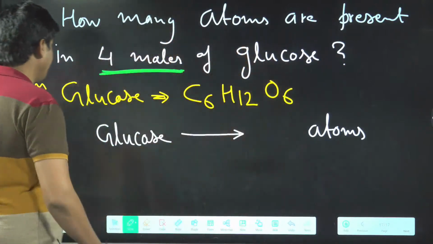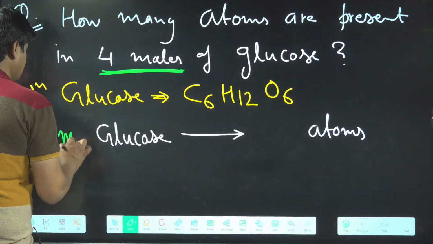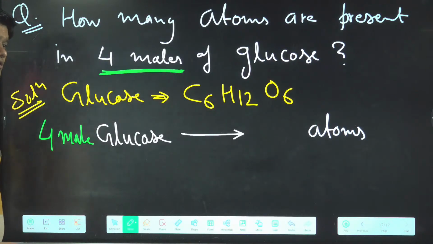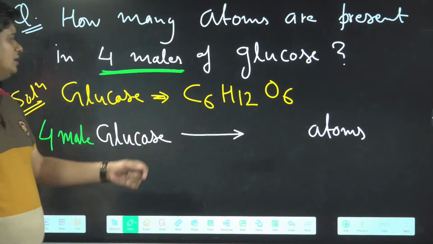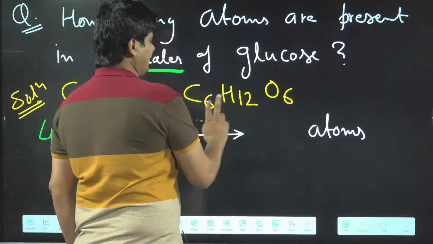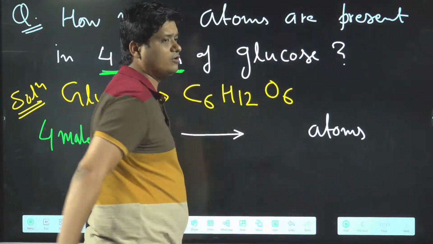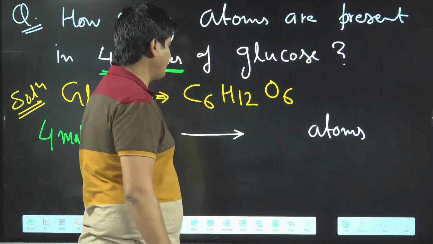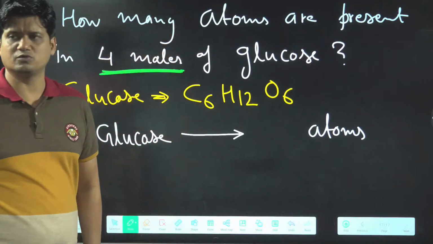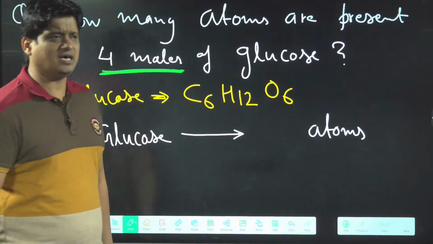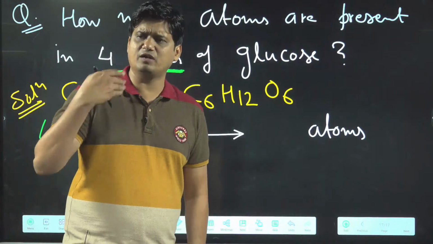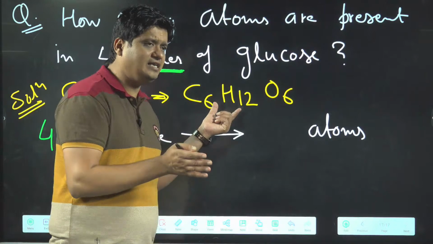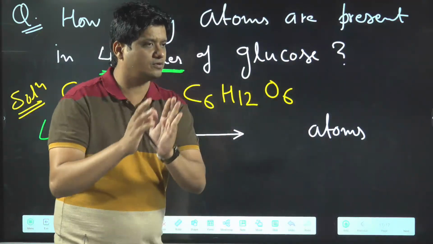So I will say if 4 mole of glucose is present, then how many moles of atoms will be there? Count it. Count the total number of atoms which are present in 1 molecule of glucose. It is 6 plus 12, 18, plus 6, 24 moles of atoms.